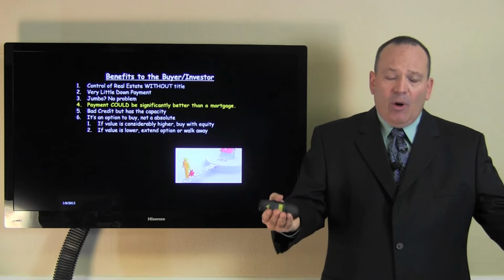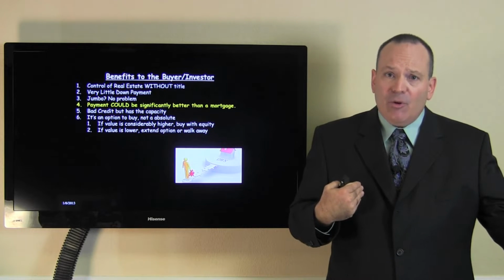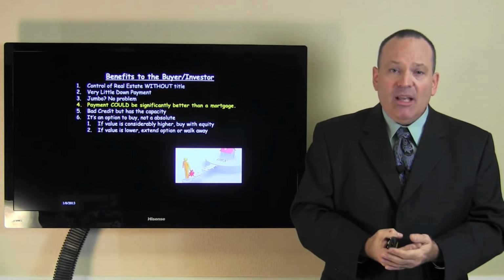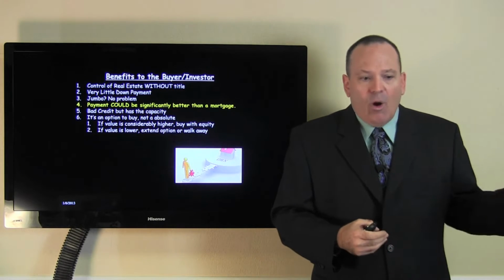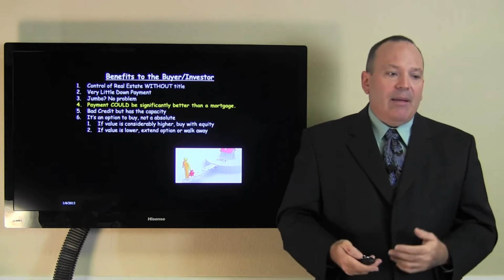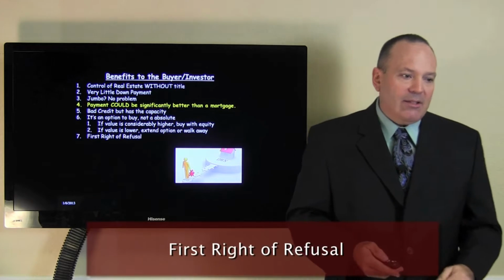But if they walk away in a mortgage transaction, do they get their down payment back? Of course not. But they have the same options. If the value has gone down, they can continue to make payments, or they can walk away if they want to. They have the same options as somebody with a traditional mortgage finance loan.